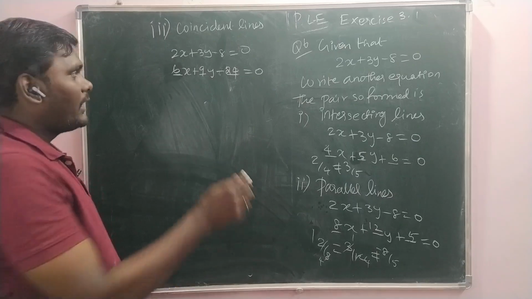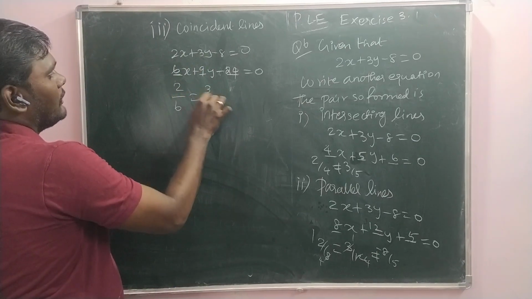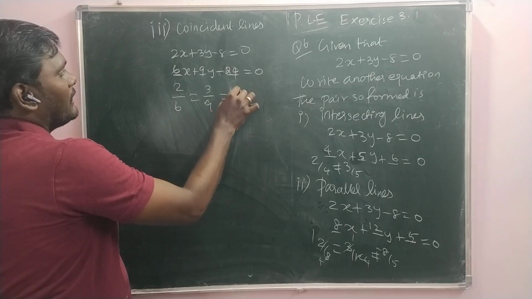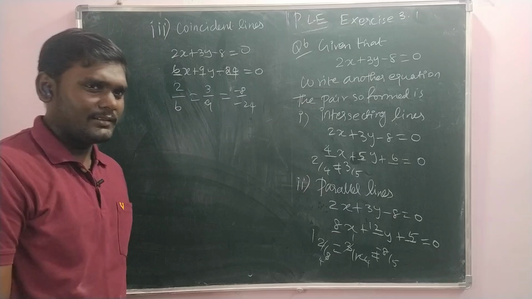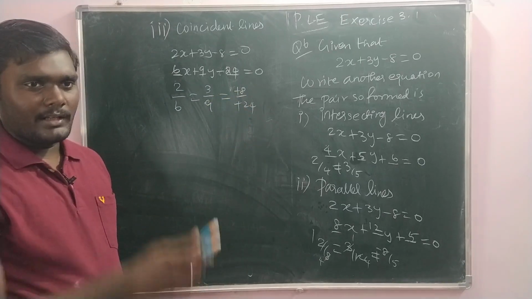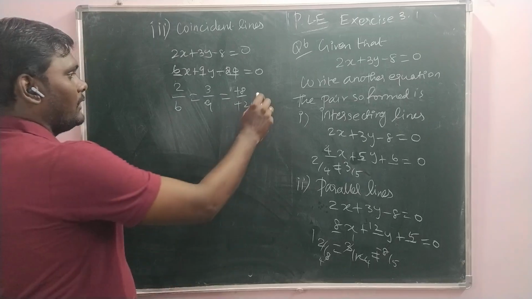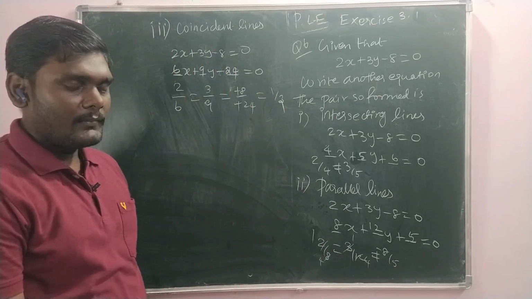Then take it: 2 by 6 will be equal to 3 by 9, which will be equal to minus 8 by minus 24. Here positive, here negative, doesn't it count? Both will become positive, we cancel the negatives. So everything is equal to 1 by 3. It is a coincident line. Got it?